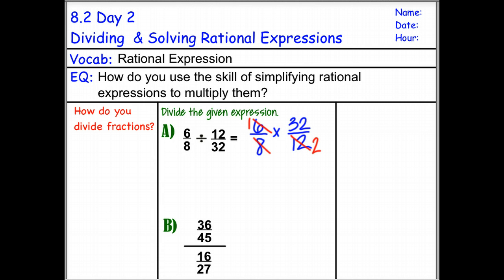I see that 8 and 32 also have a common factor of 8. 8 divided by 8 is 1. 32 divided by 8 is 4. Which means when I clean this up, I get 4 over 2, which is equal to 2.